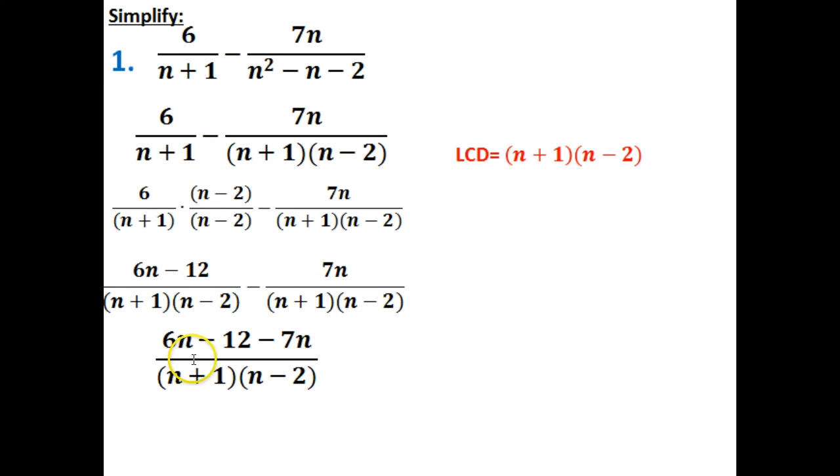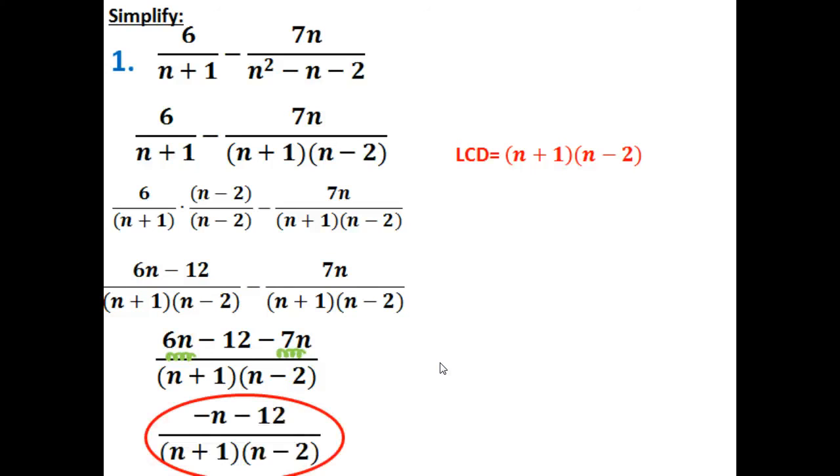Now that I've got this one, I look up top here to see if there's any like terms that I can combine. I see that I've got a 6n and a negative 7n. So those are my two terms I can combine. So I go ahead and I do that. And my answer is negative n minus 12 over n plus 1 times n minus 2. And it's negative n because a positive 6 and a negative 7 yields a negative n minus 12. And that is as simplified as it goes for this one.